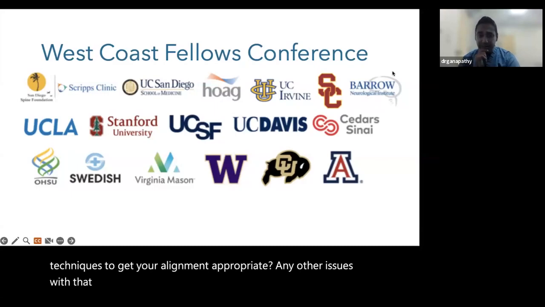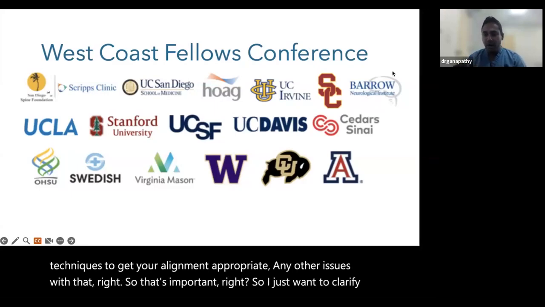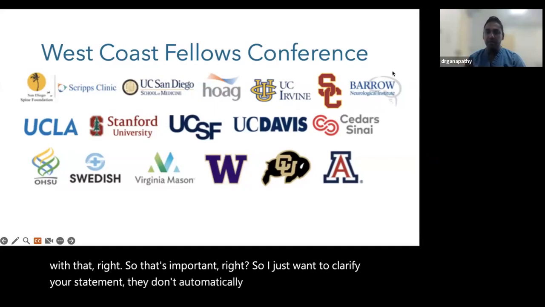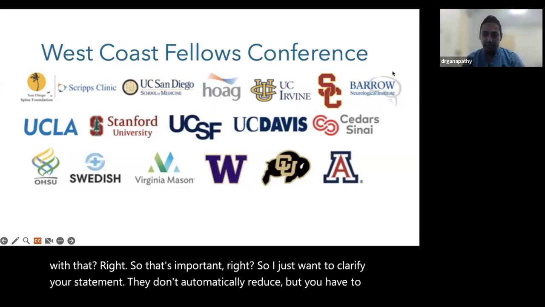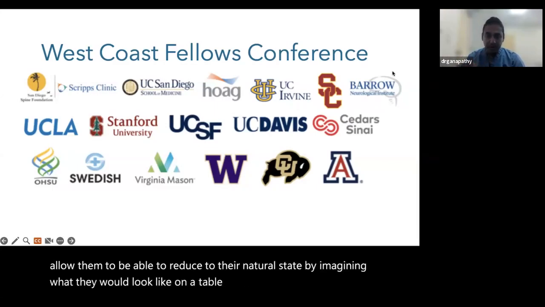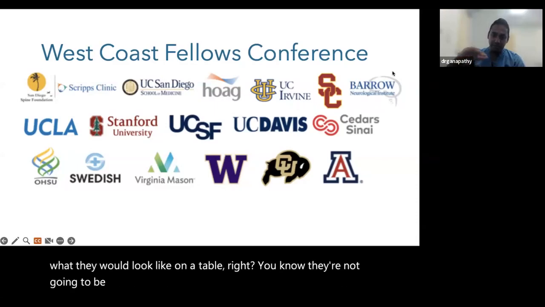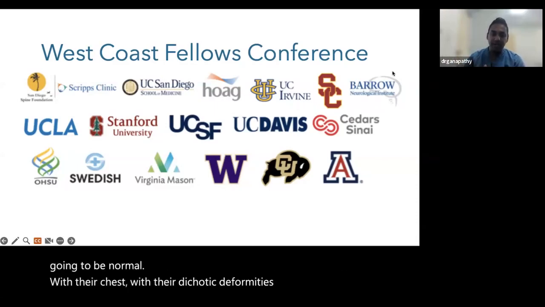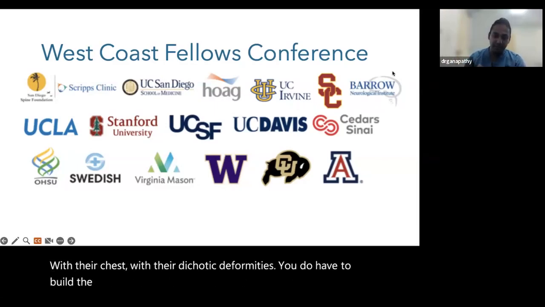Right. So that's important, right? I just want to clarify your statement. They don't automatically reduce, but you have to allow them to be able to reduce to their natural state by imagining what they would look like on a table, right? They're not going to be normal with their chest, with their kyphotic deformity. So you do have to build the chest up to a certain degree.